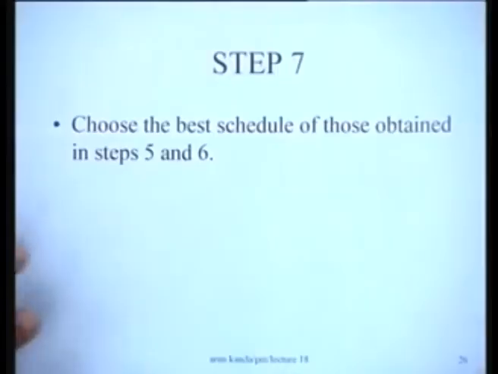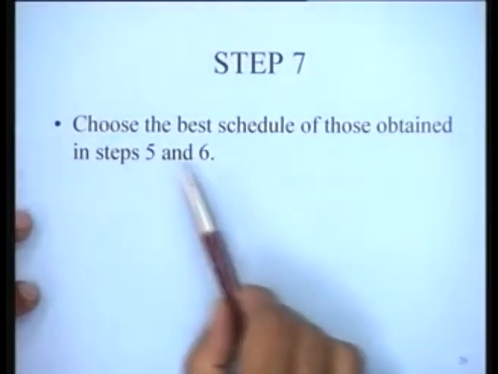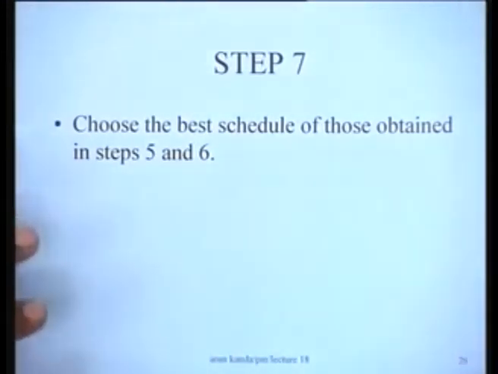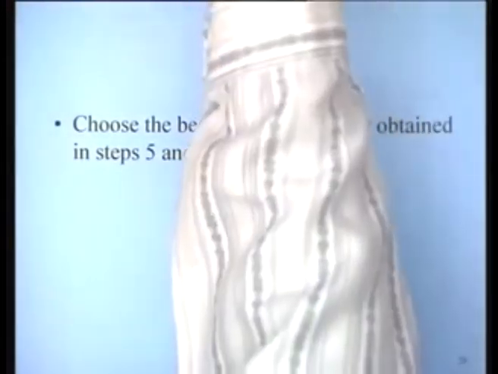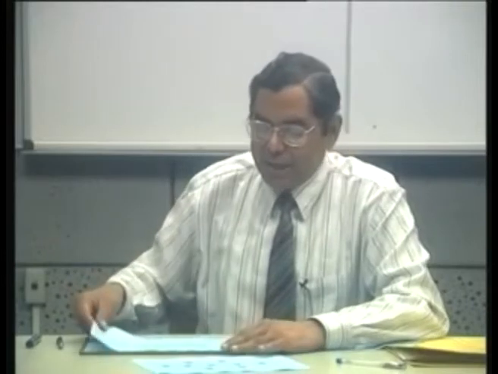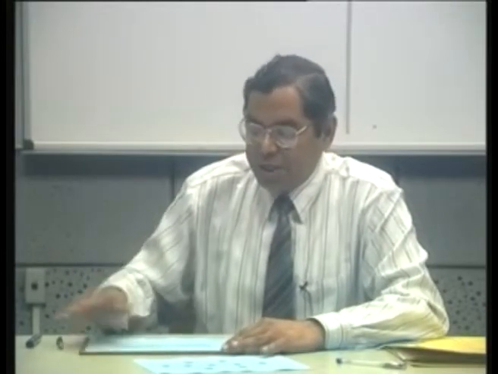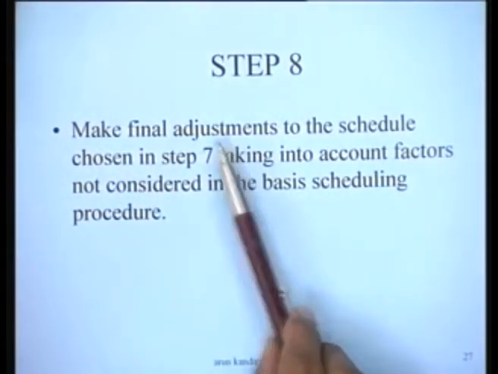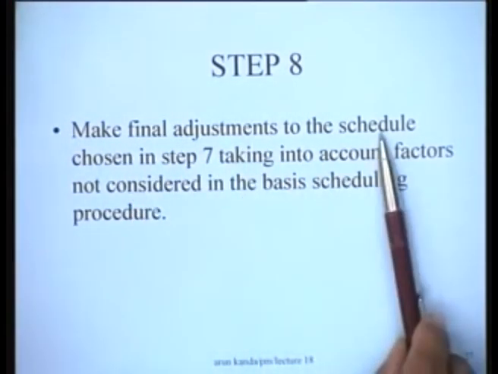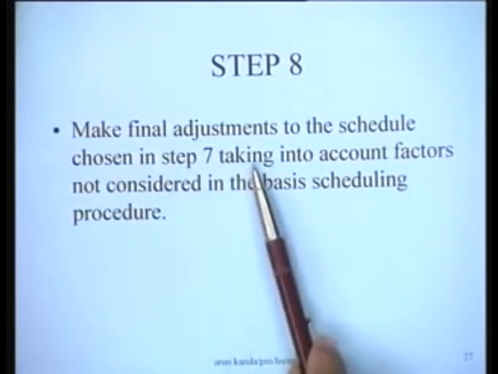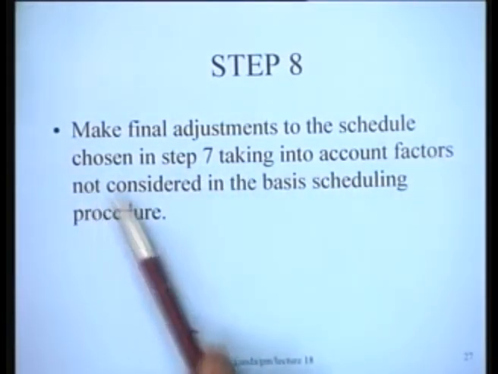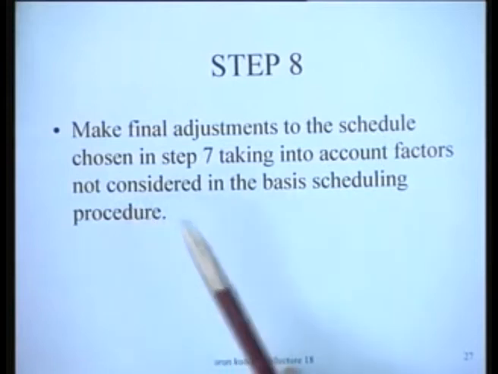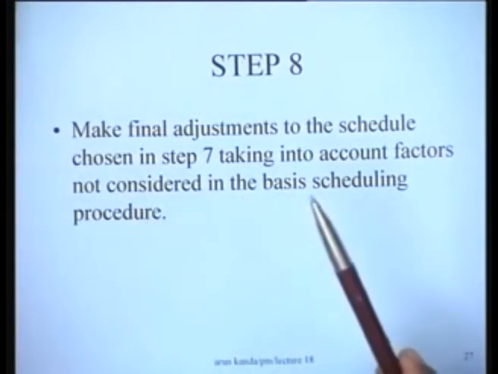Step 7 of this particular procedure specifies to choose the best schedule of those obtained in steps 5 and 6, right? That is when you tried this. And the final step says that having obtained a schedule, you can make some minor adjustments to it manually. Make final adjustments to the schedule chosen in step 7, taking into account factors not considered in the basic scheduling procedure.